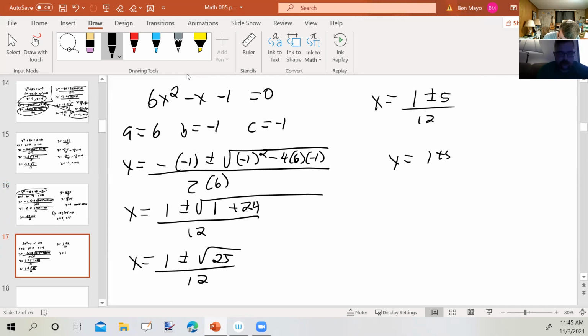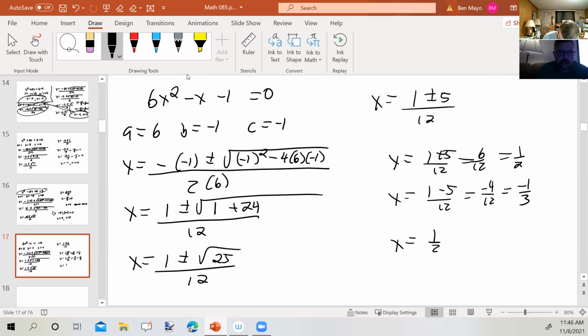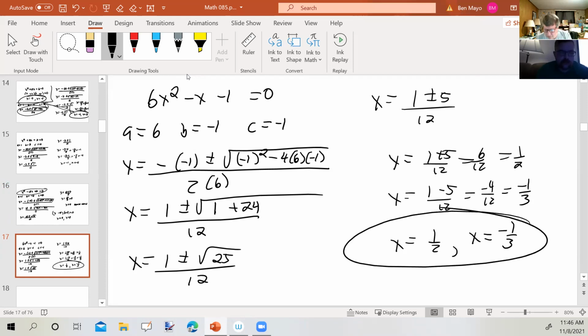x equals 1 plus 5 over 12, which is 6 over 12, or 1/2. x equals 1 minus 5 over 12, which is negative 4/12, or negative 1/3. So x equals 1/2, and x equals negative 1/3. Again, if we factored this, we'd come up with the same results.